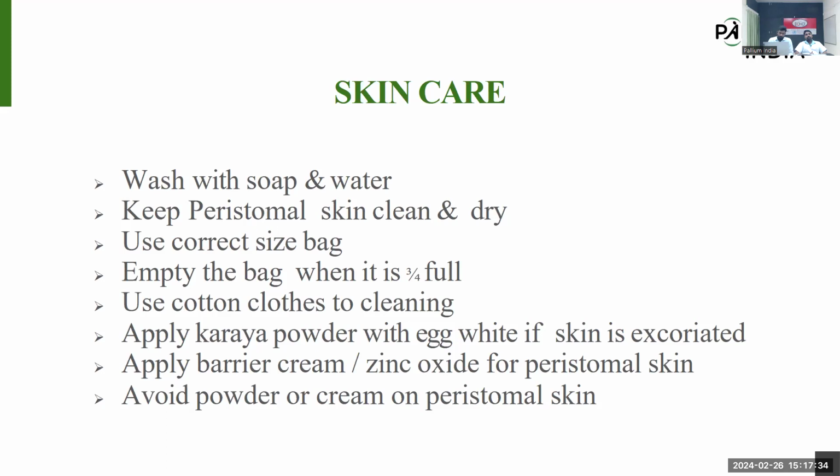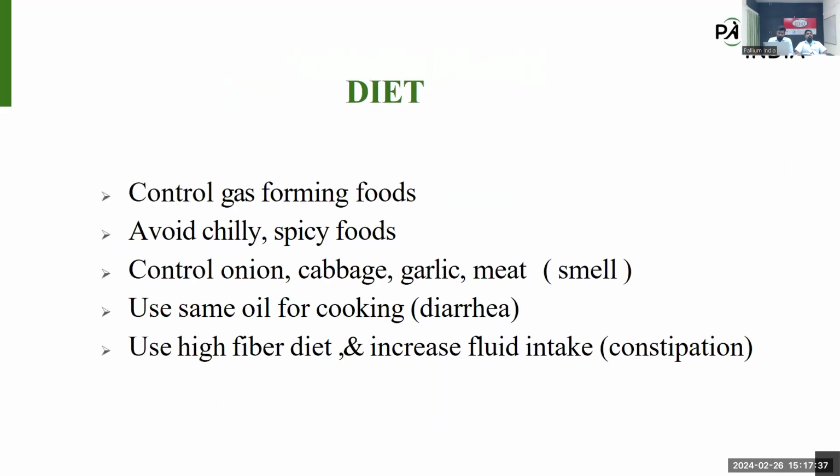Next slide. Next. Okay. So according to the diet, if the patient has a colostomy, we need to take care about the diet. First, any gas-forming food items they need to control. Chili and spicy food they need to control. Then onion, cabbage, garlic, meat, these types of smell-forming food they need to avoid or control. Then diarrhea and constipation are very important. We need to avoid these situations.